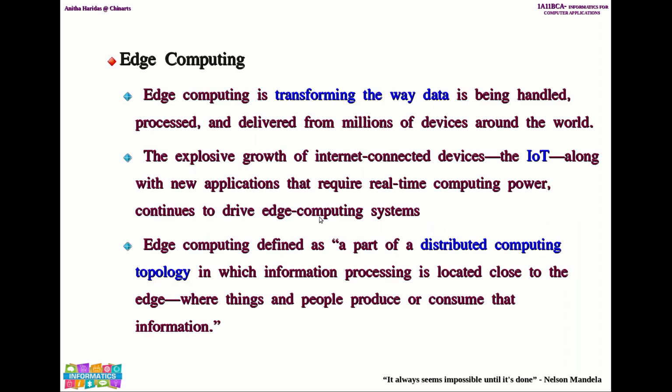And the third technology is a future technology, which can be called edge computing. It is nothing but transforming the way data is handled, processed and delivered from millions of devices around, right? So millions of IoT devices, or I should say millions of internet connected devices, are nowadays producing lots and lots of information and data which will help you in analyzing something, which will help you to collect data about the people or about the devices or about the situation, right?